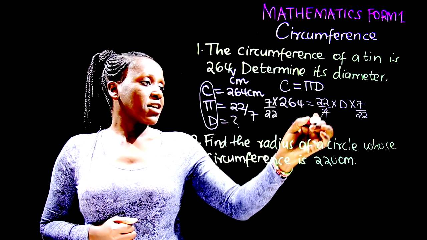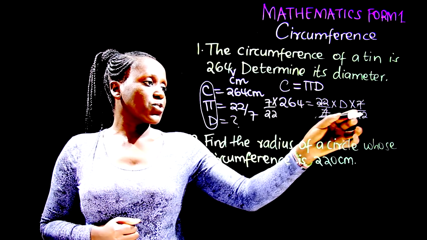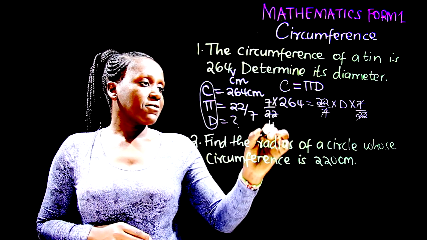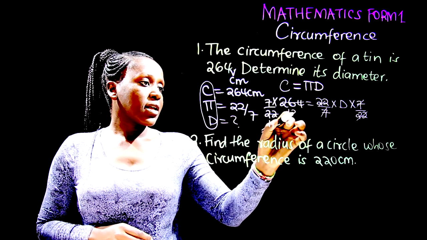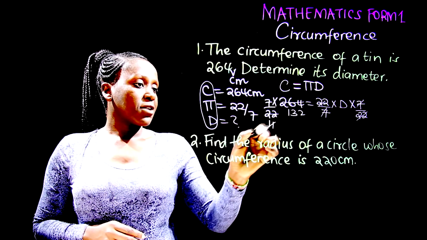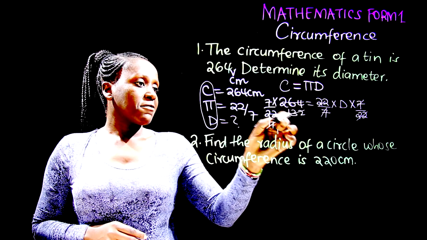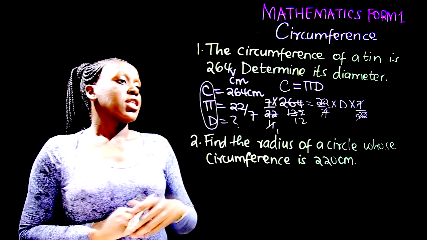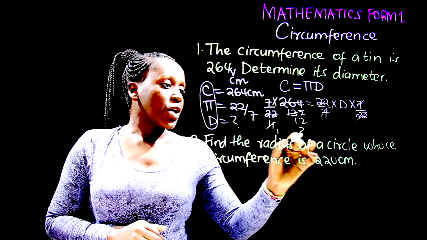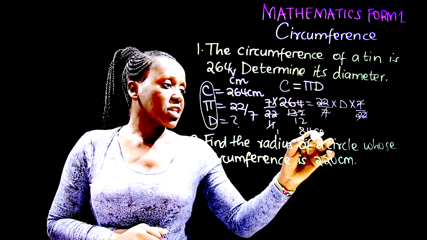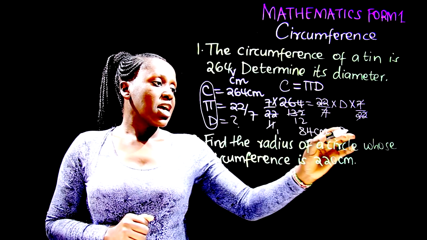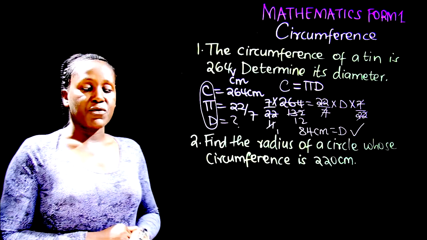So the 7's will cancel, the 22's will cancel. Then in this case, we have 2 times 11, 2 times 11 is 22, then 132. Then 11 divided by 11 is 1, 132 divided by 11 is 12. Then 7 times 12 is equal to 84. So 84 centimeters will be equal to the diameter of this tin. And this is what you are looking for.